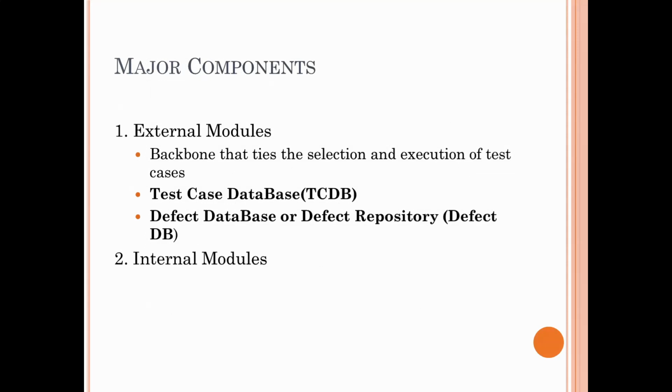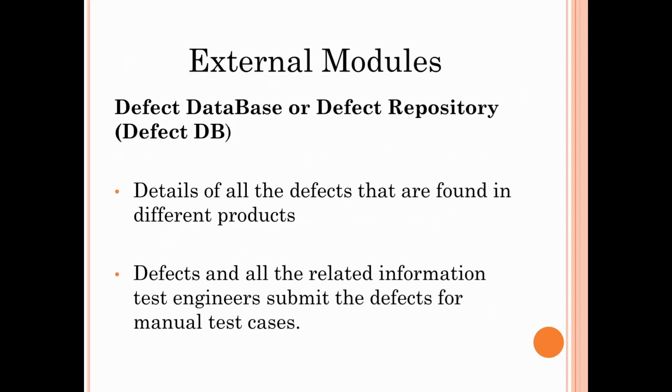First, we take the external modules. It is the backbone of the software testing automation framework. It has two main components. One is the test case database, another one is the defect database or defect repository. The test case database has all test cases that can be passed to the software for testing purposes. Test cases may be generated manually or automatically, and it also has all information about the execution of each test case, and it maintains the history of test case execution.